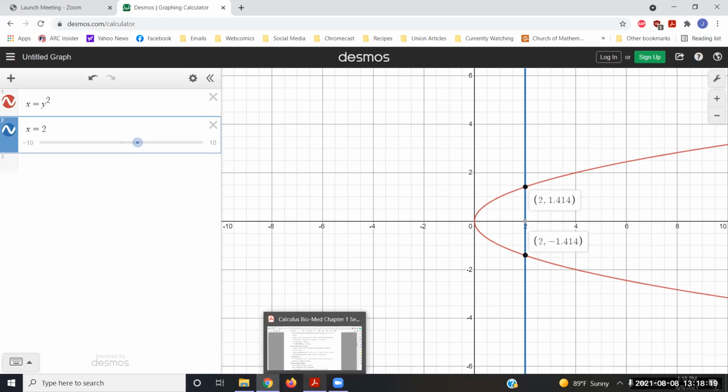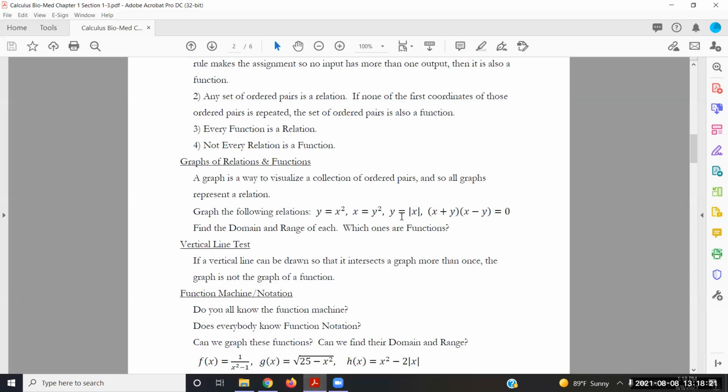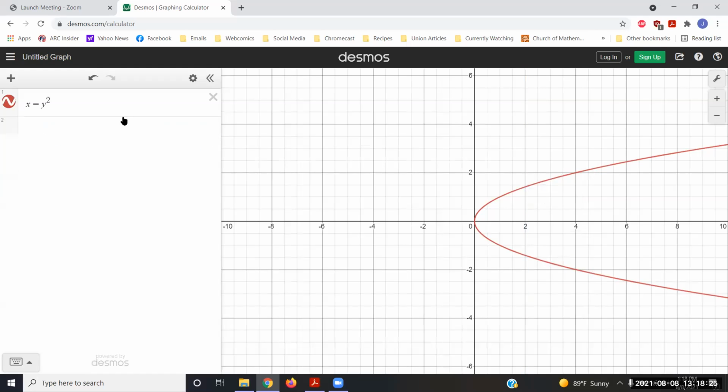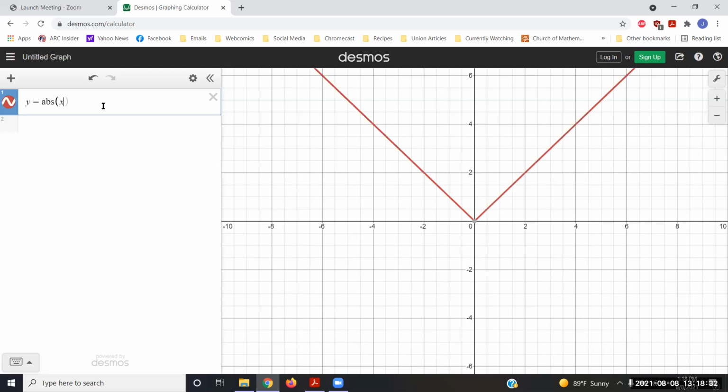The next example, I believe, was the absolute value. So the absolute value function, y equals the absolute value of x. Just type in ABS if you wanted to.